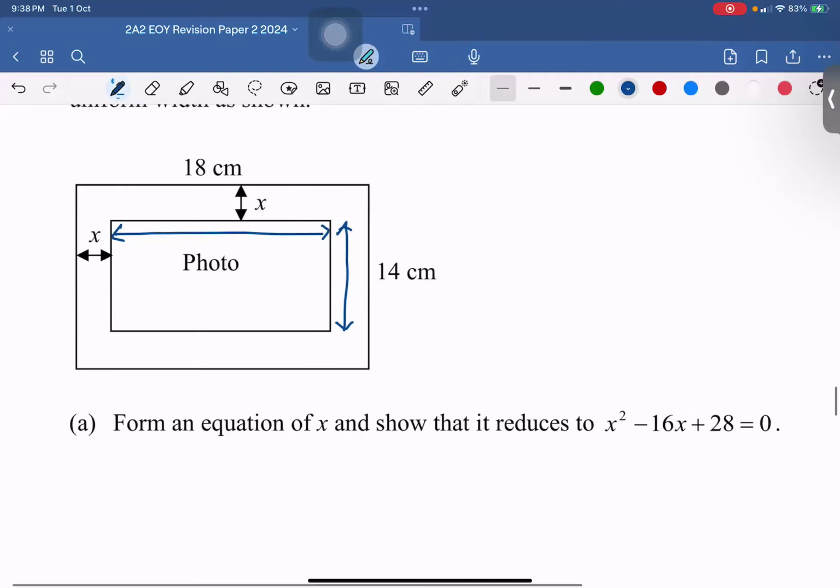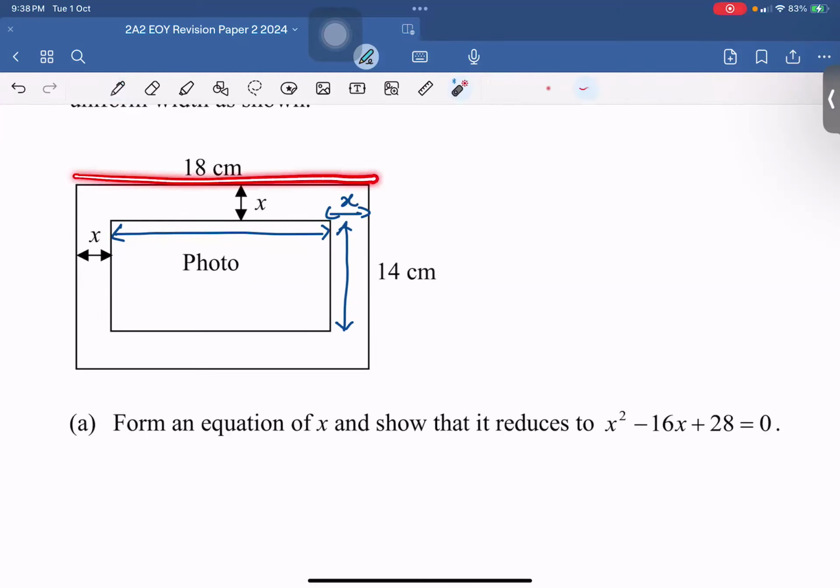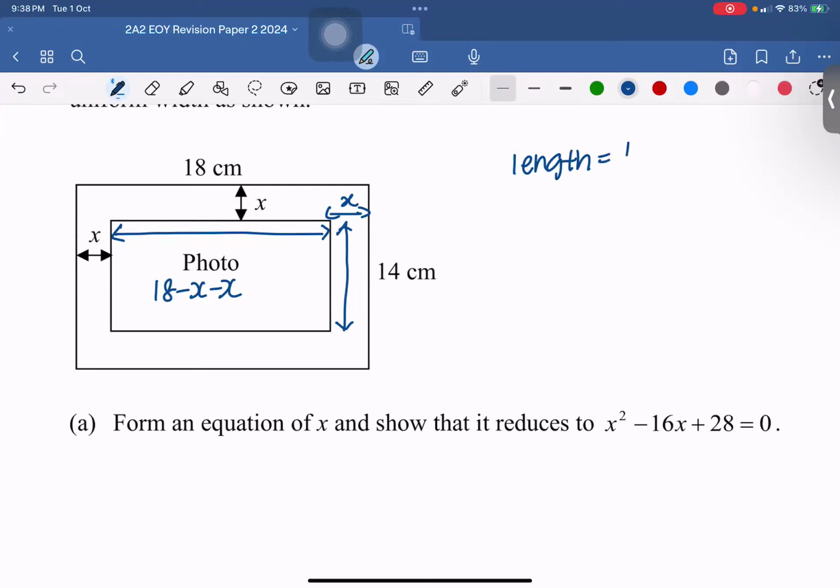Let's find the length over here. If this is x, this is also x. The whole thing is 18. Here is x, here is x. How much is this? 18 minus x minus x, so 18 minus 2x. The length is 18 minus 2x.